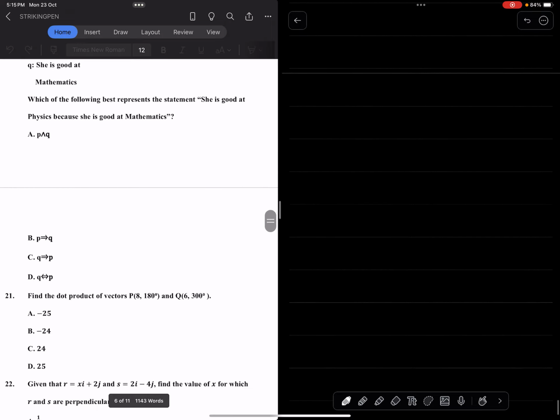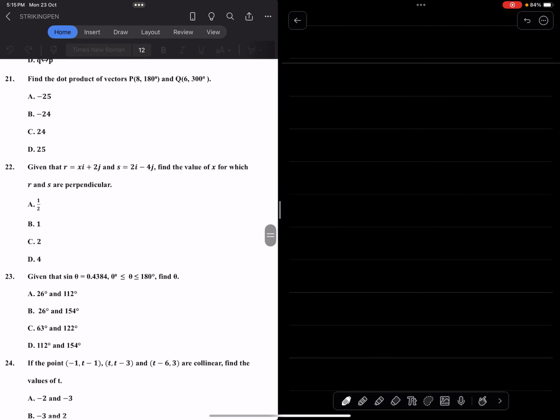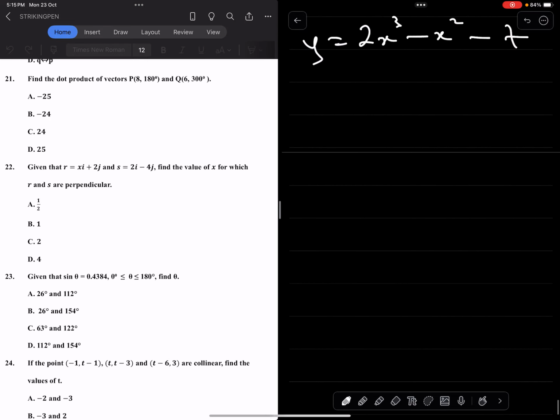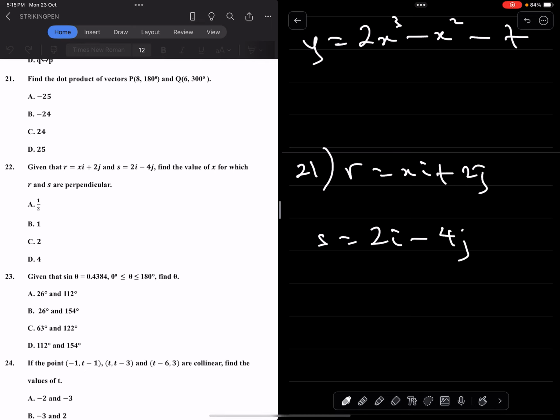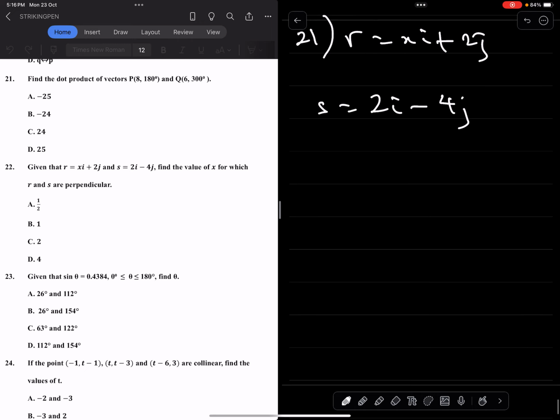Now we go straight to the next, which is number 21. Given that r equals xi plus 2j and s equals 2i minus 4j, find the value of x for which r and s are perpendicular.